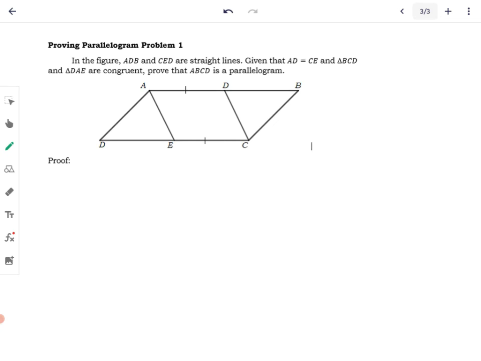So we have here in the figure, ADB and CED are straight lines. Those are very important pieces of information. Given that AD equals CE, that's evident from the marking here, and triangle BCD and triangle DAE are congruent, then given that premise, we're going to prove that this ABCD is a parallelogram.